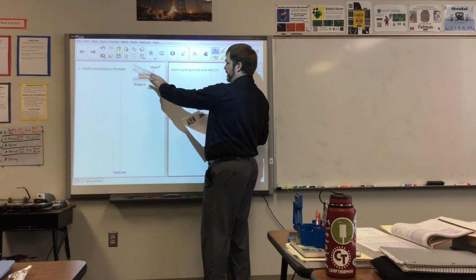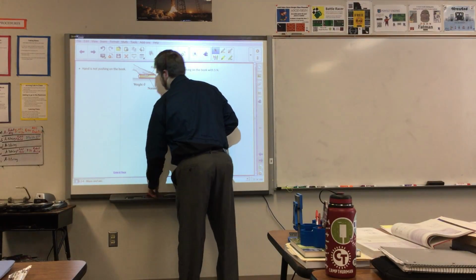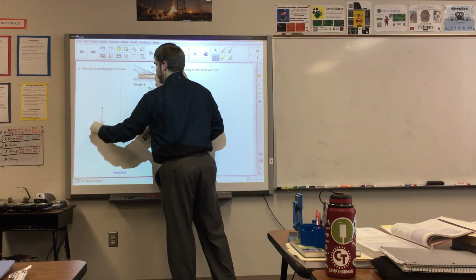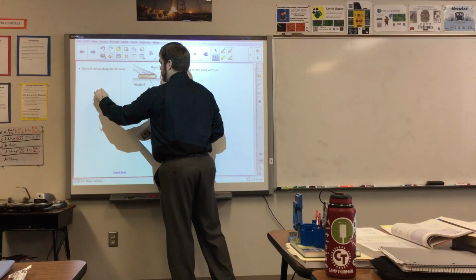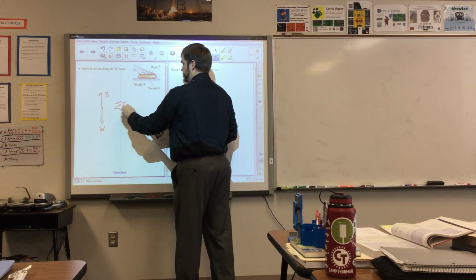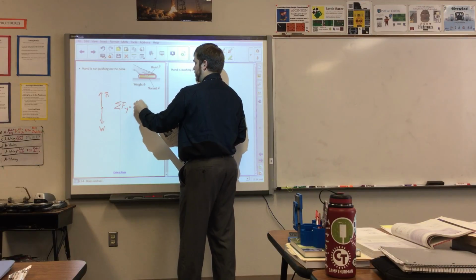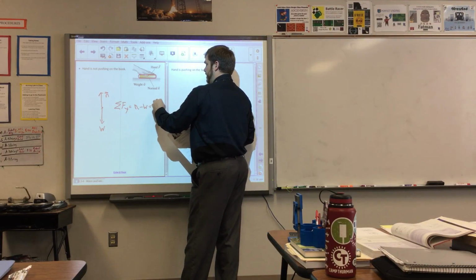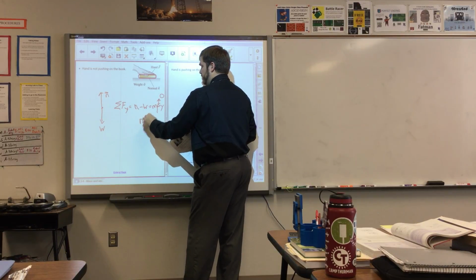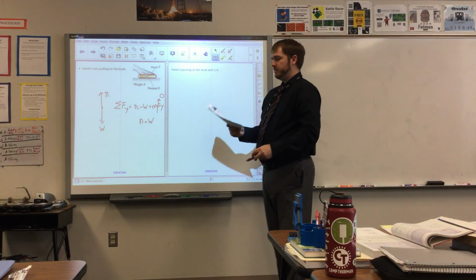So if the hand is not pushing on the book, just imagine the hand's gone. That's real easy. Weight going down, the normal force from the table going up. It's just what we've done before. Summation of forces is normal minus the weight, equals mass times acceleration in the y direction, which happens to be 0. Normal equals the weight force.